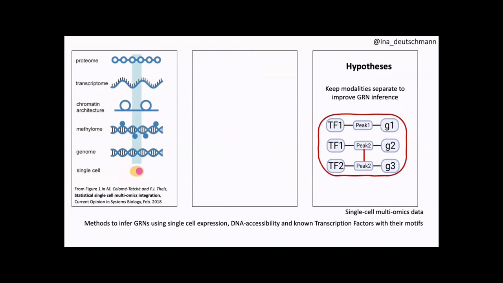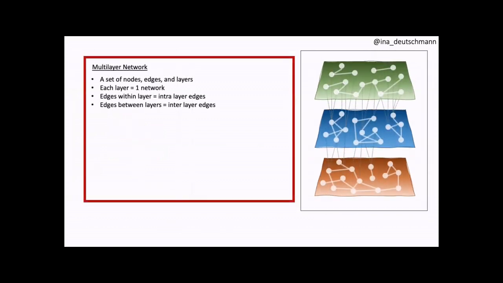We hypothesized that we should keep different modalities separate. So we have one network for each modality. A multilayer network is a set of nodes, edges, and layers, and each layer consists of a single network. There are so-called intra-layer edges within each layer, and the layers can also be connected via so-called inter-layer edges. If the nodes within each layer are the same, the multilayer network is homogeneous. We also call it multiplex.